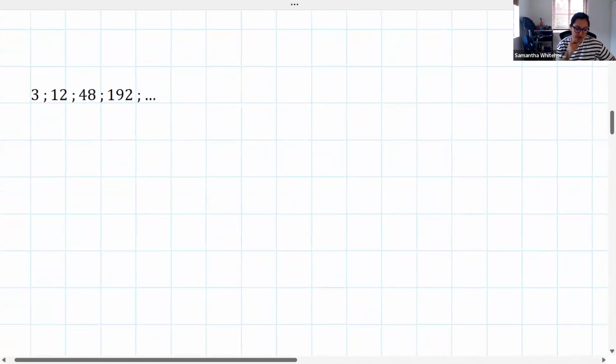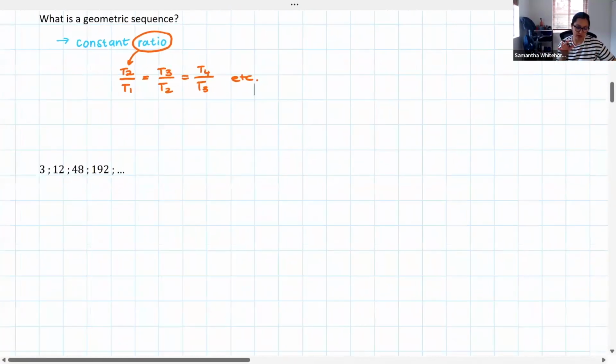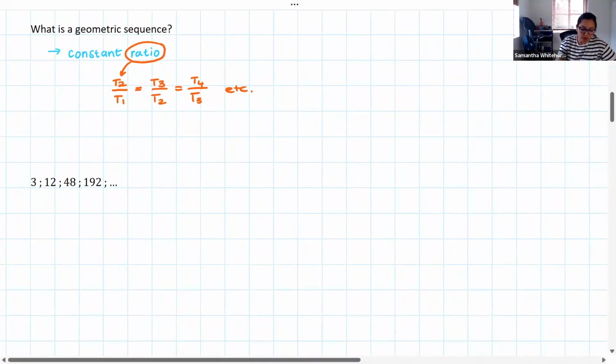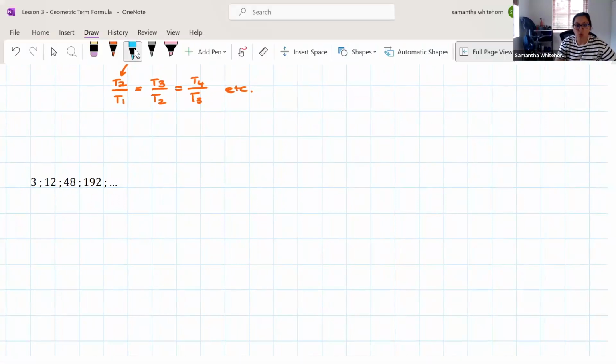So if we just have a look at this very first basic example, we are going to identify just what's going on in this pattern. We don't need to find general terms yet, nth terms, nothing like that. We just want to see how I am able to see that a pattern or a sequence is actually geometric. Okay, so what I have here is 3, 12, 48, 192. I'm definitely not adding a constant difference, so it's definitely not arithmetic. I know that because if I work out my differences, they're not going to be constant.